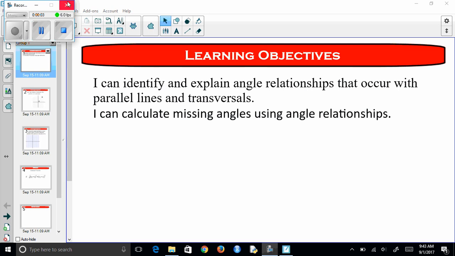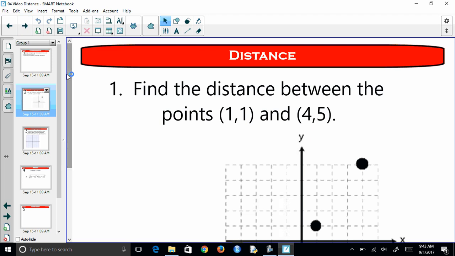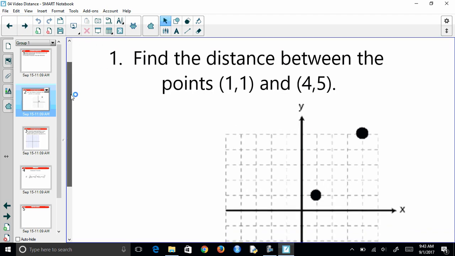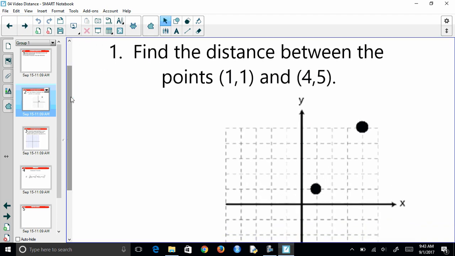Hello, today we're going to look mostly at finding the distance between points in our coordinate system. And the first one we're going to start out with is this one. Find the distance between point (1, 1) and (4, 5).